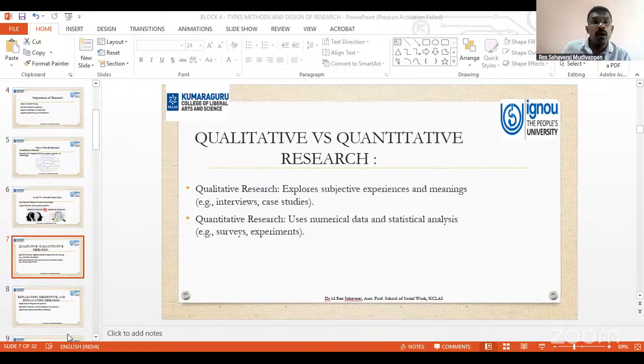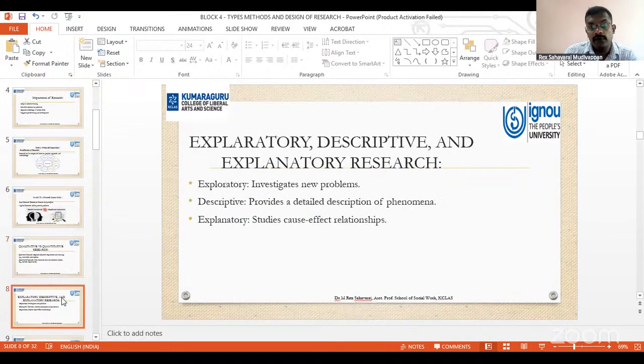Quantitative research is on numerical data. It is fully objective in nature, which means you get the data based on objectivity, not on your own experience, because you bring it in numbers, right? So this is qualitative versus quantitative.